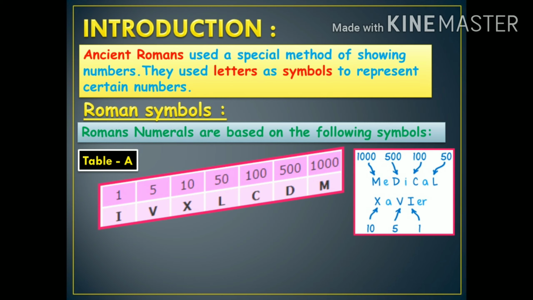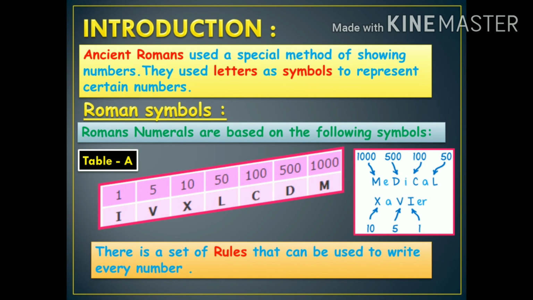There is a shortcut method to remember these symbols. In these two words, "Medical Xavier", some letters are written in capital, such as M, D, C, L, X, V and I. They all represent Roman numerals in descending order, as we can see in the figure.